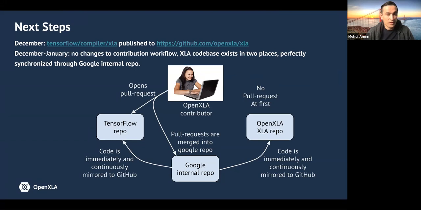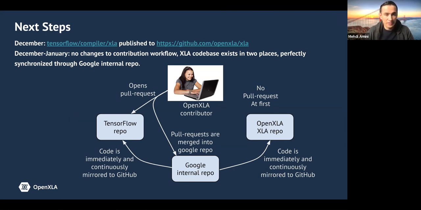The way we merge pull requests is that we merge them in our internal code base, and we continuously mirror our internal code base to GitHub. What's going to happen next month is that we're also going to mirror the internal code base to the OpenXLA XLA repository. So you're going to have the same code externally that will exist in two places, the TensorFlow repo and the OpenXLA repo. It's always going to be perfectly in sync because pull requests are merged in the internal repo, and our automation will push the same commit at the same time in both repositories.